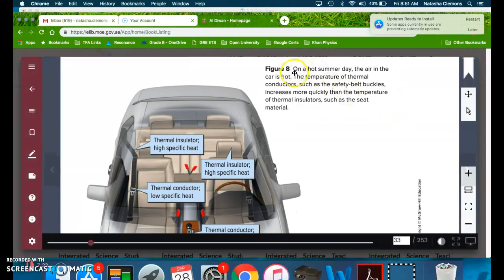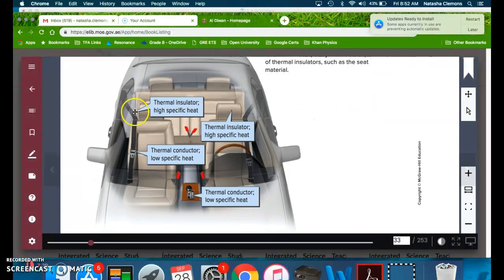Figure 8. On a hot summer day, the air in the car is hot. The temperature of thermal conductors, such as the safety belt buckles, increases more quickly than the temperature of the thermal insulators, such as the seat material. So here's a belt buckle. Thermal insulators have high specific heat. Thermal conductors have low specific heat. This is the seat. This is the buckle. And this is the controls, the gears.